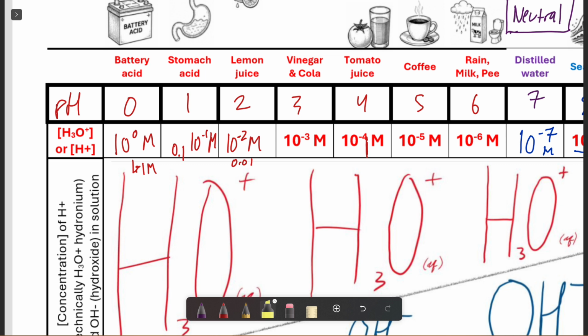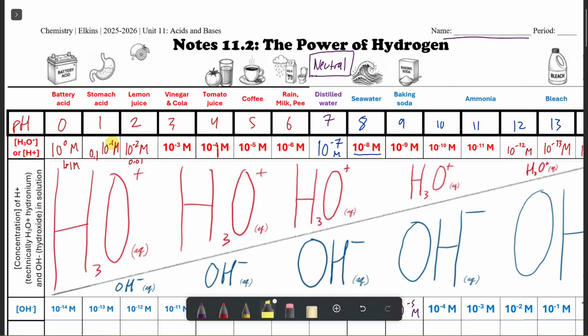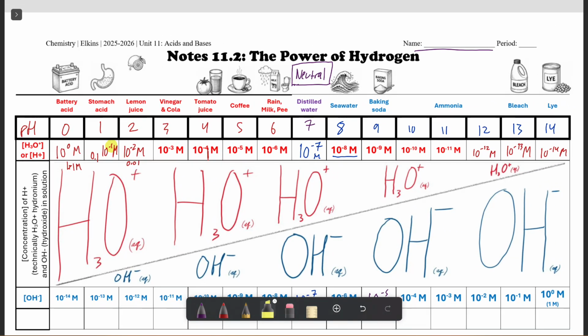Okay, if my H plus is at a 10 to the negative 1, I can just take the power that 10 is raised to and invert it to get a 1. So this is my power of hydrogen, my pH scale. You're probably already familiar with the pH scale. Maybe you've learned it in middle school science, 0 through 14. But now you kind of understand why we have those numbers, and it has to do with the concentration of H plus and OH negative.